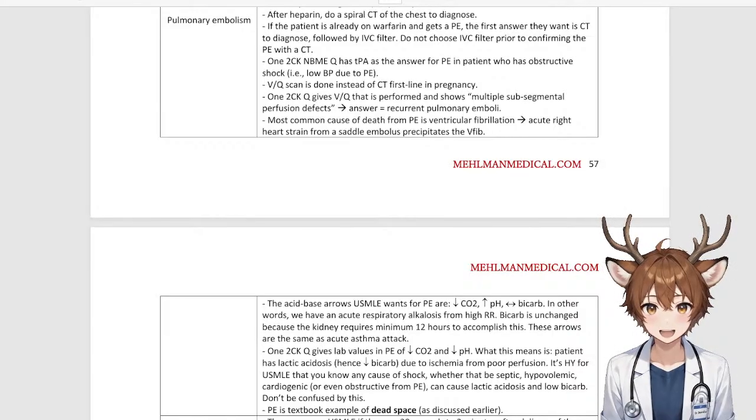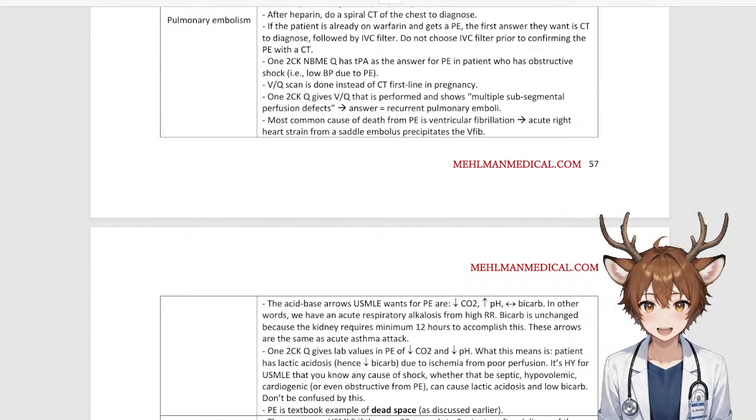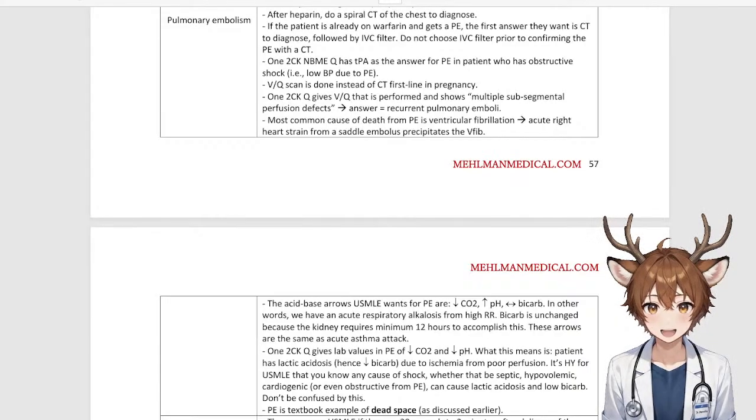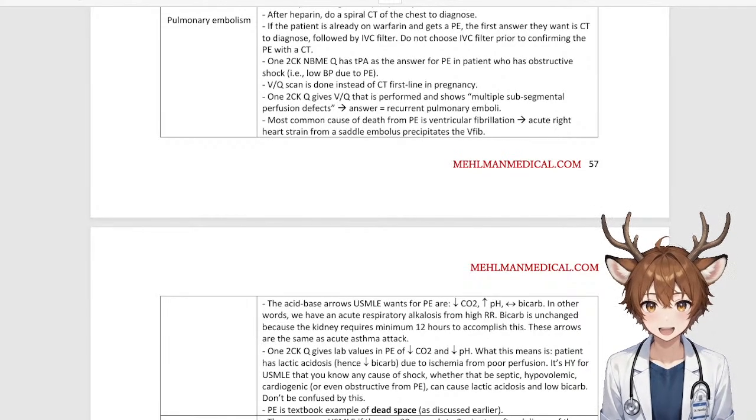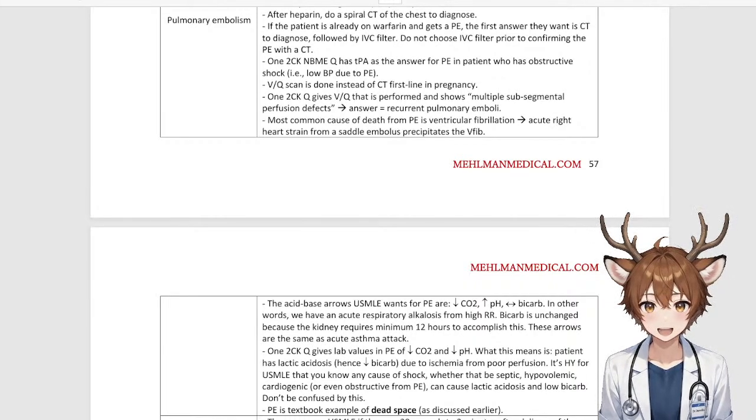Continuing with pulmonary embolism here, the acid-base arrows USMLE wants for PE are decreased CO2, increased pH, no change in bicarb. In other words, we have an acute respiratory alkalosis from a high respiratory rate. Bicarb is unchanged because the kidneys require a minimum of 12 hours to accomplish this. These arrows are the same as the acute asthma attack.